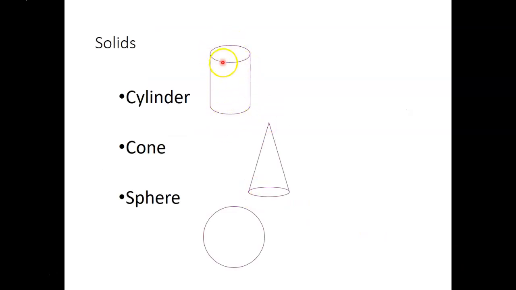Our other solids: take a circle and add height to it. Hey, it's a cylinder. It looks like a can that a soda would come in. How about if we take a circle and bring it up to a point? Now we've got a cone, like an ice cream cone. And if we take a circle and put an axis down through the middle and spin it around on its axis, now we've got a sphere.